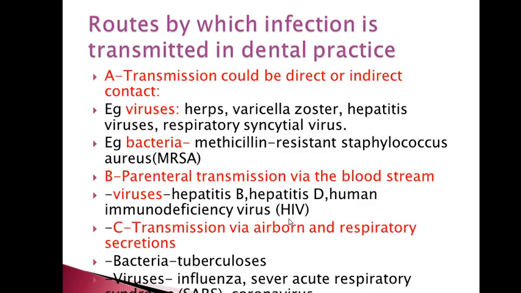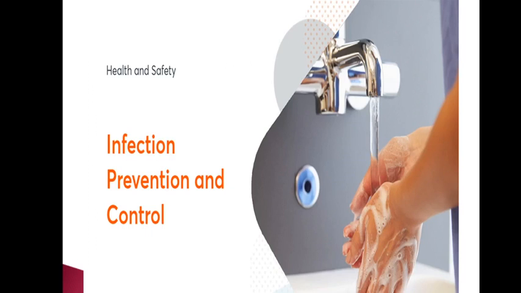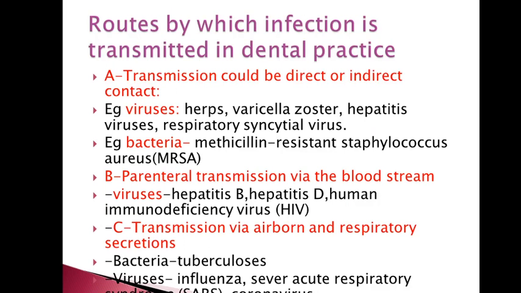The third is transmission via airborne, through the air, and respiratory secretions. In case of bacteria, through airborne or respiratory secretions, tuberculosis, and in case of viruses, influenza, severe acute respiratory syndrome, or coronavirus. Okay, so we talked about the routes by which infection is transmitted in dental practice. It's very important to know this. Okay, let's go to the next one.